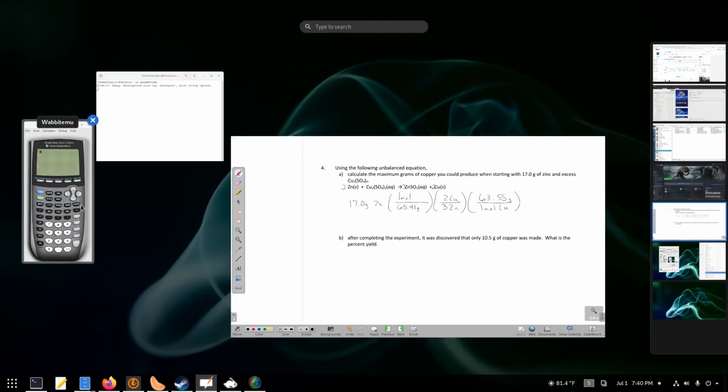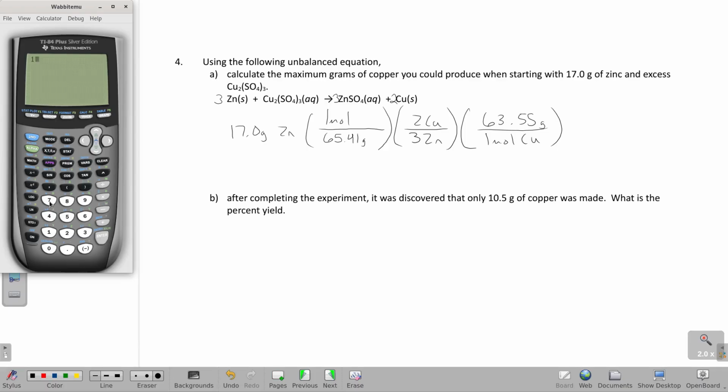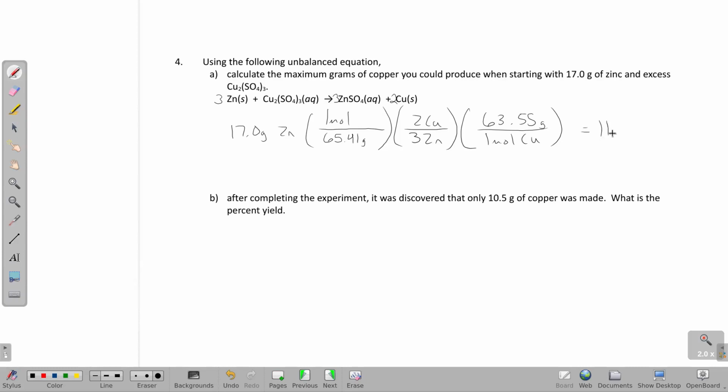Alright, so let's see, what do we get here? 17 divided by 65.41 times 2 divided by 3 times 63.55, and we get 11.0 grams. Alright, now that's a theoretical yield.